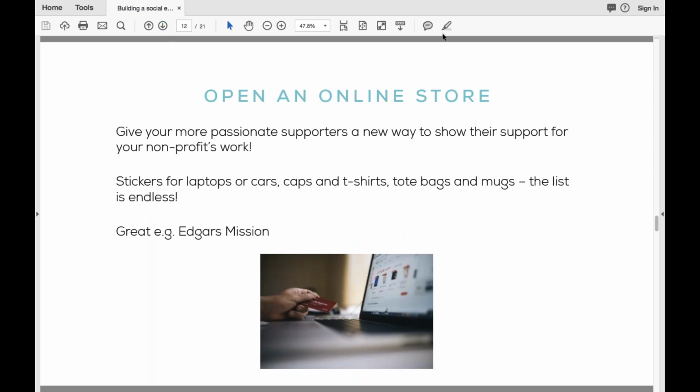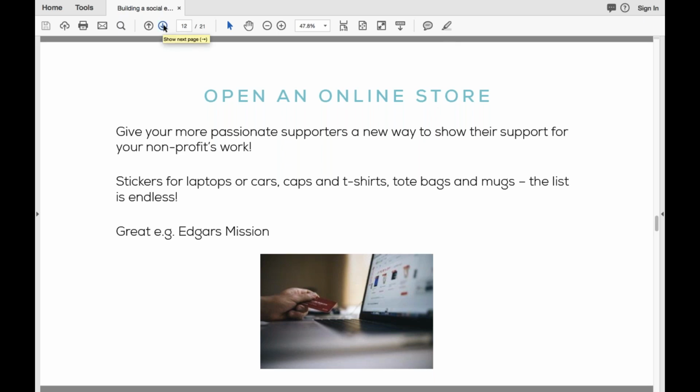So number 1, opening an online merchandise store. With all that time spent on making that pretty logo of yours, why not show it off a little more? Give your more passionate supporters a new way to show their support for your not-for-profit's work, while simultaneously benefiting from the free promo that comes with selling the merchandise. So we're talking about stickers for laptops or even on cars, caps, t-shirts, tote bags, and mugs. The list is really endless here.